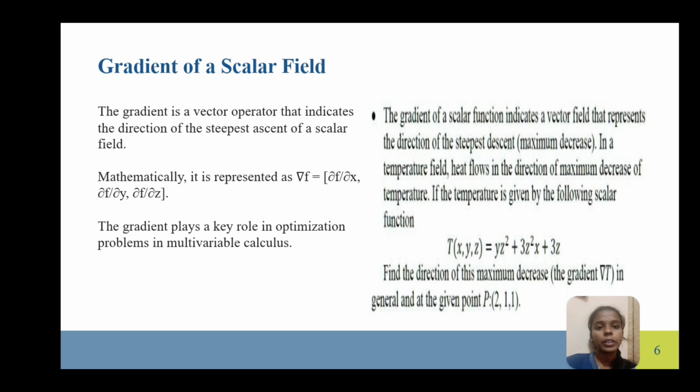Gradient of a scalar field. The gradient is a vector operator that indicates the direction of the steepest ascent, in a sense the opposite of the maximum decrease, of a scalar field. Mathematically, it is represented as ∇f = (∂f/∂x, ∂f/∂y, ∂f/∂z). The gradient plays a key role in optimization problems in multivariable calculus.